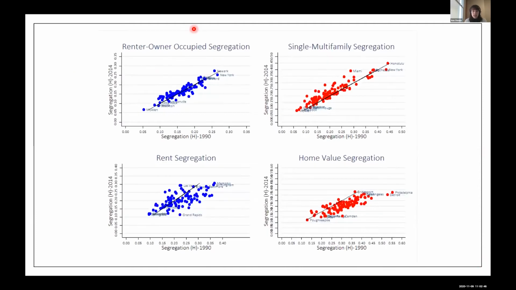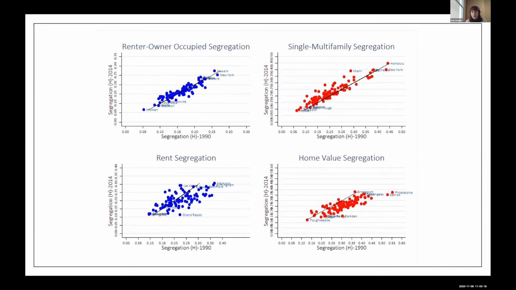So these scatter plots take the four types of housing segregation by type in the top row and by cost in the bottom row. They're just scatter plots of 1990 on the x-axis and 2014 on the y-axis. The first takeaway is that, especially for segregation by type, this is pretty tightly clustered. It changed fairly little within each metro over the 24-year period. It's a little less tightly coupled at the 45-degree line down here.